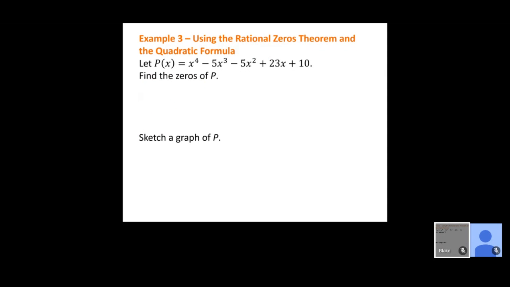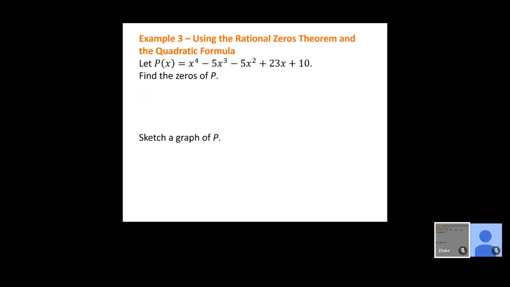All right, so now we've got an x to the fourth polynomial, x to the fourth minus 5x cubed minus 5x squared plus 23x plus 10. Again, we want to find all the zeros, and it says we're going to sketch the graph. We're actually going to use the graph in Desmos to help us figure out which zeros to test anyway. But this time we don't need the factored form, just all the zeros.